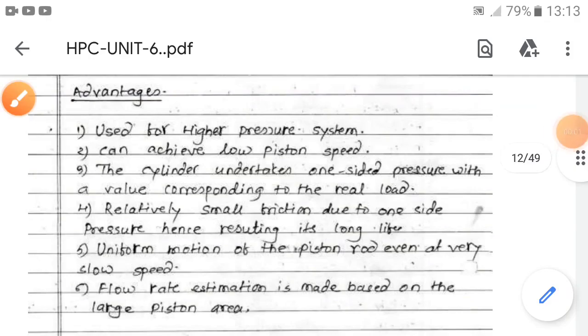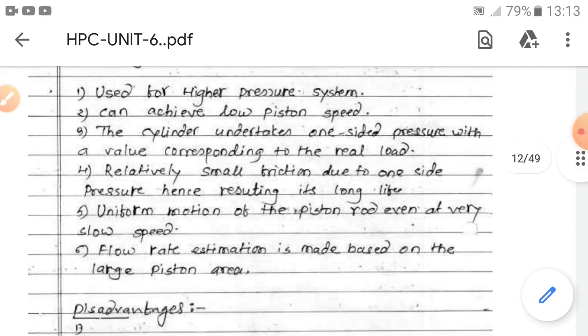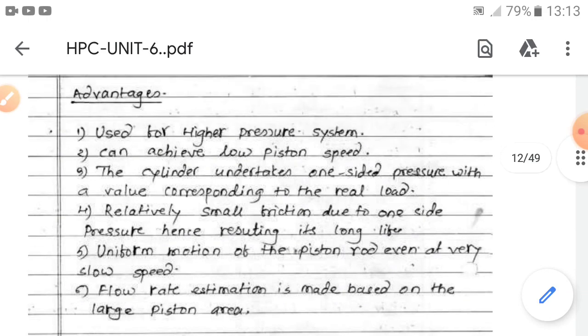Advantages of metering circuit. First one is used for higher pressure system. Can achieve low piston speed. The cylinder undertakes one-sided pressure with a value corresponding to the real load. Relatively small friction due to the one-sided pressure, hence resulting in long life. Next advantage is uniform motion of the piston rod even at very slow speed. Sixth, flow rate estimation is made based on the large piston area. So those are the advantages of metering circuit.